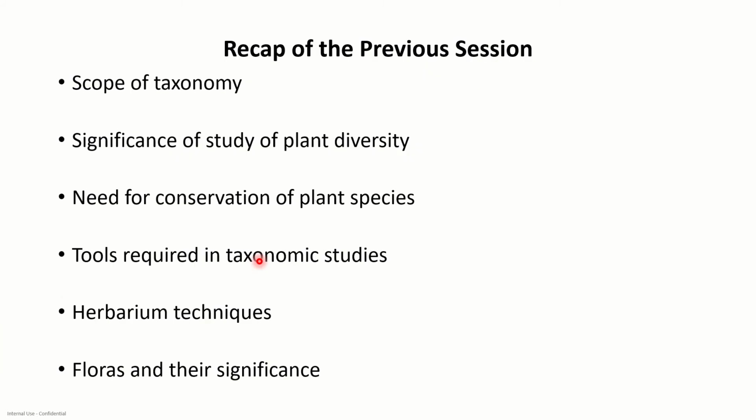The topic for today's discussion is botanical gardens and their importance. Now, before we delve into today's topic, let's first quickly browse through the topics that we had studied previously. Before going into the detailed topics for today's course, we should thoroughly know the scopes of taxonomy, the significance of study of plant diversity, the need for conservation of plant species, tools required in taxonomic studies, herbarium techniques, and floras along with their significance.